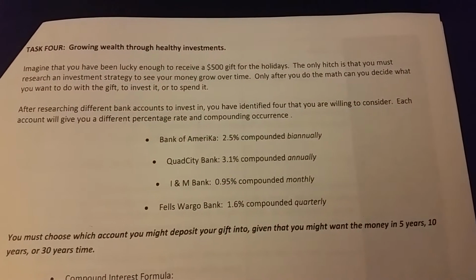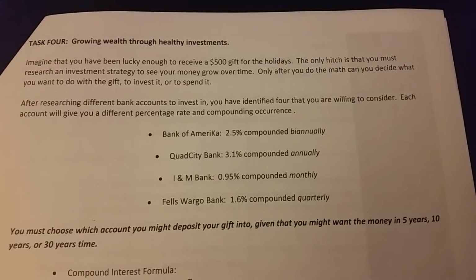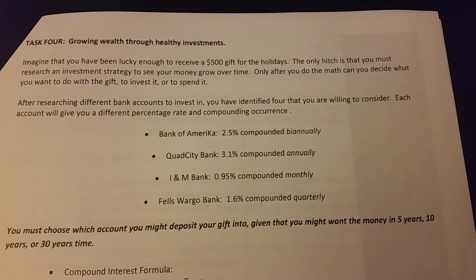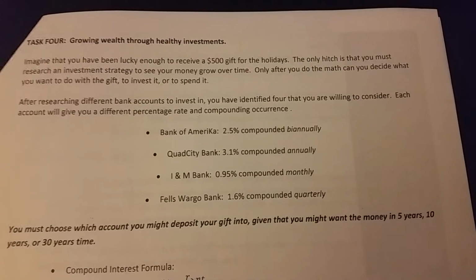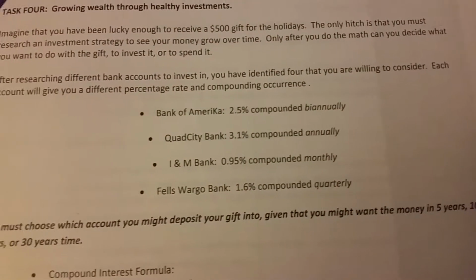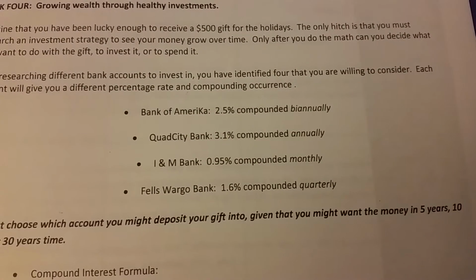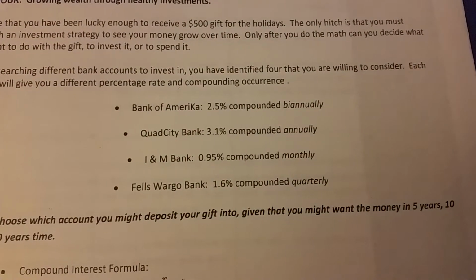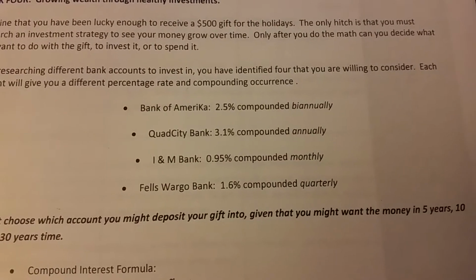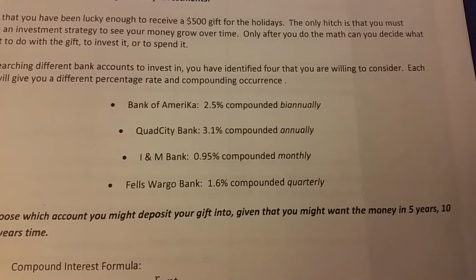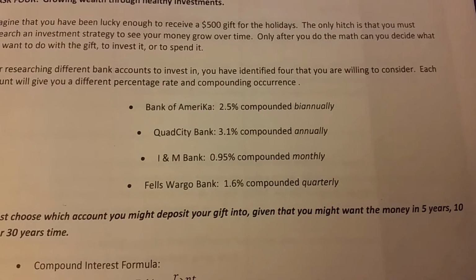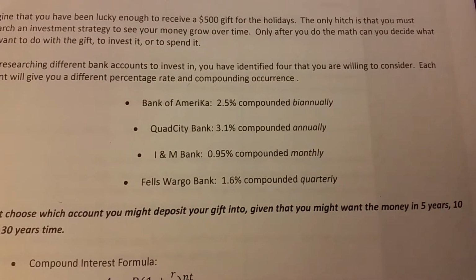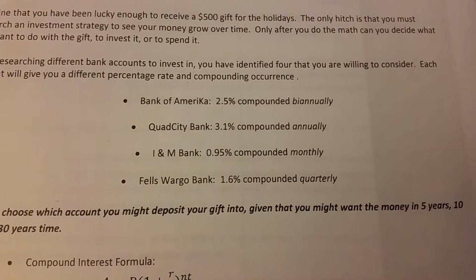So after researching different bank accounts to invest in, you have identified 4 that you are willing to consider. Each account will give you a different percentage rate and compounding occurrence. So Bank of America gives you 2.5% compounded biannually. Quad City Bank gives you 3.1% compounded annually. I&M Bank gives you 0.95% compounded monthly, and then Wells Fargo Bank gives you 1.6% compounded quarterly.